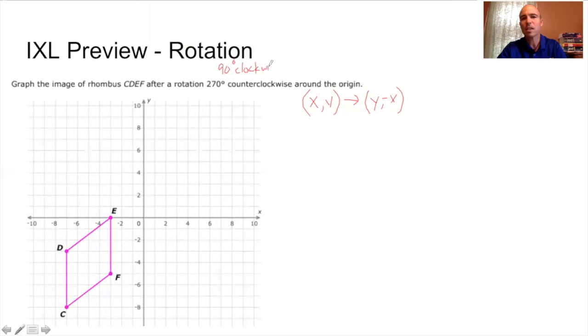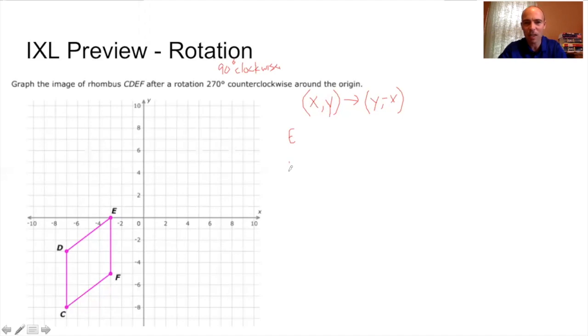You are going to see this all over the MCAS. They're not going to tell you 90 degrees clockwise, which would be the easy thing. They're going to tell you 270 degrees counterclockwise, maybe. But just remember, it's the same exact thing. So for every single point, let's do this step by step together. Remember, our mantra is one point at a time.